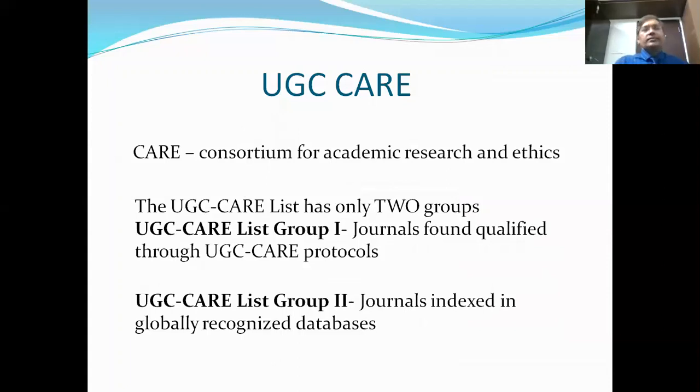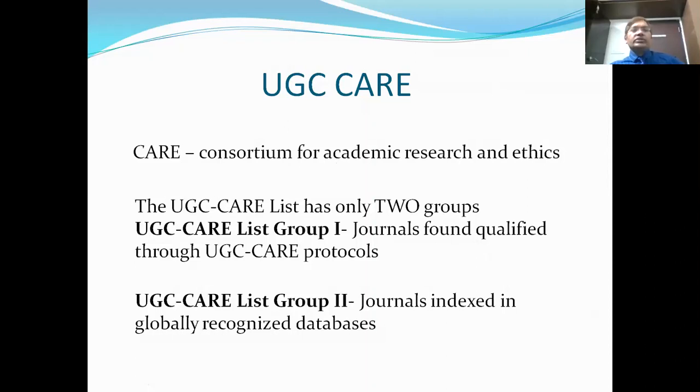Now, to start with, the people who are just starting out can go ahead with UGC CARE. Later on, they can aim for Scopus. So first, you'll learn how to write articles, and try to publish those articles in UGC CARE listed journals. I think that will be of good use for you, I believe. By the way, let us know what we mean by CARE. CARE is nothing but the Consortium for Academic Research and Ethics.